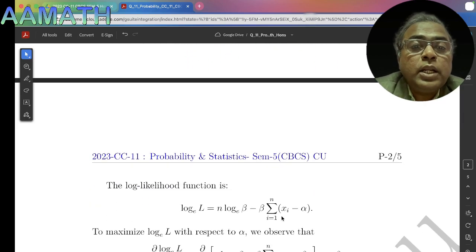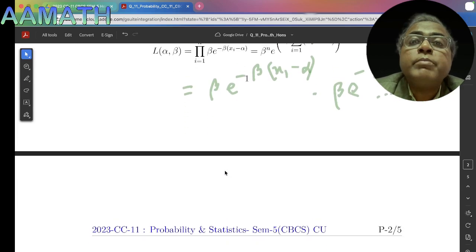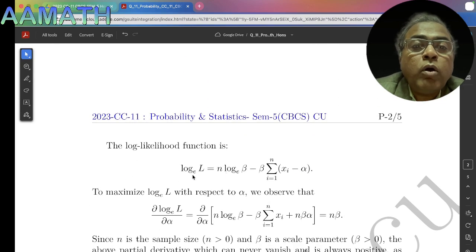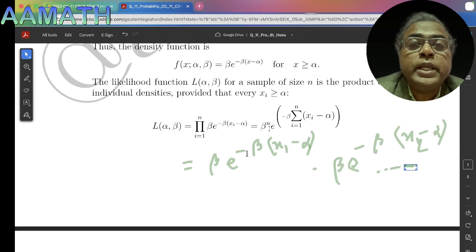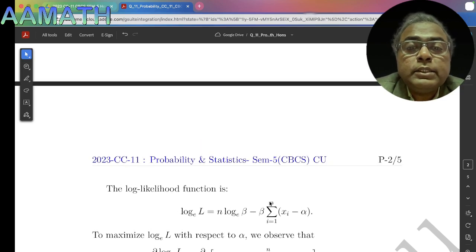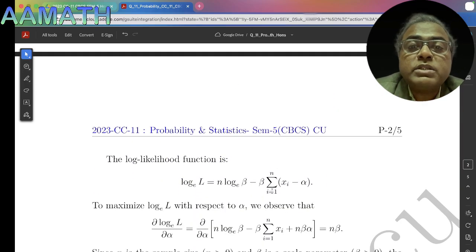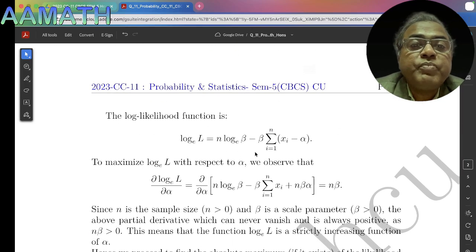Now taking log to the base e on both sides of the above equation, we get log L equal to n log beta to the base e. Since it is beta to the power n, we get n log beta, the natural logarithm, which you can simply write as ln. Then minus beta times the summation of xi minus alpha, since taking the logarithm to the base e cancels e. This is the log likelihood function of L.